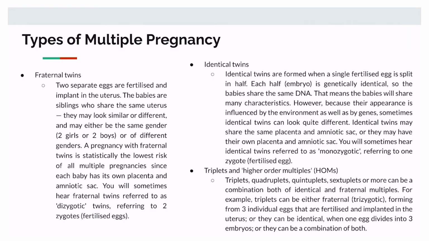So now let us move on to the types of multiple pregnancy. So there are three. First is fraternal twins. Two separate eggs are fertilized and implanted in the uterus. The babies are siblings who share the same uterus.